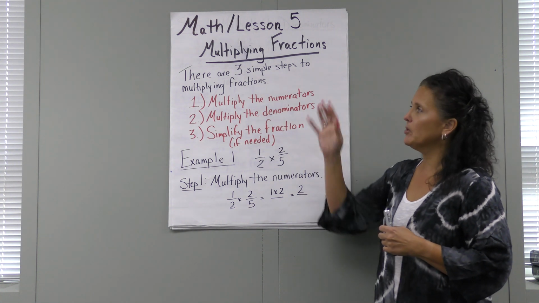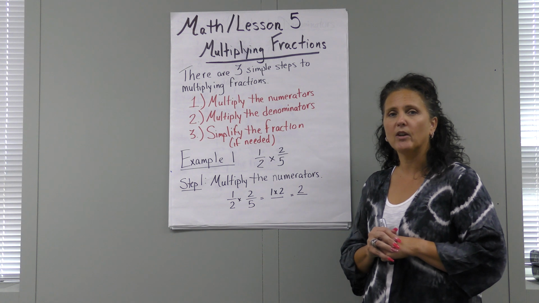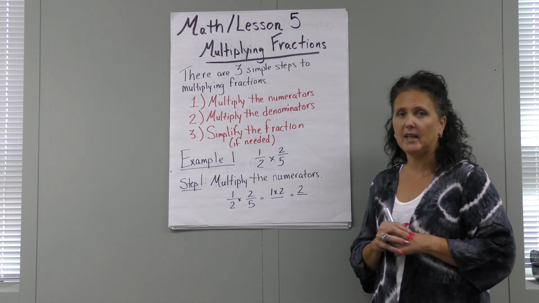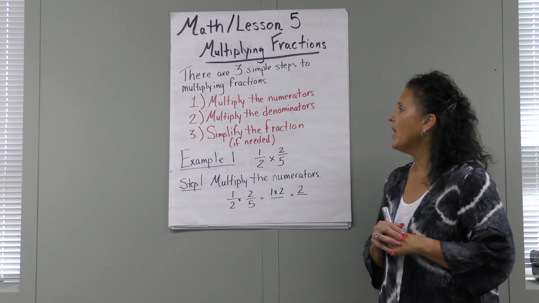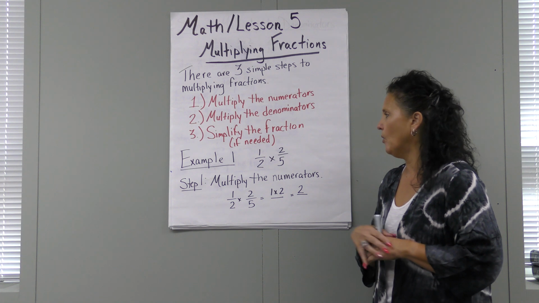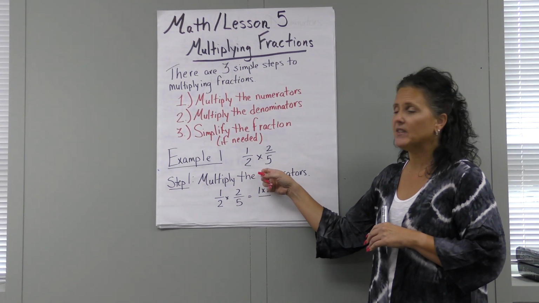So there are three simple steps to multiplying fractions. First, we have to multiply the numerators. Those are the numbers on top. Then we have to multiply the denominators, the numbers on bottom. And then we have to simplify the fraction if we need to. So let's look at an example. We're going to multiply 1/2 times 2/5, right?